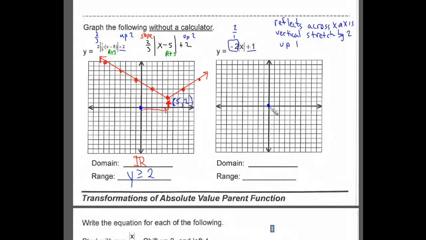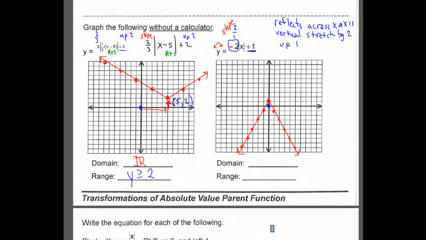The original parent function started at 0, 0, but this graph is moving up 1 unit. The slope of this graph is 2 over 1. It's reflecting across the x-axis. That means it will be going down. So down 2 over 1. And we continue until we get to the end of the graph.